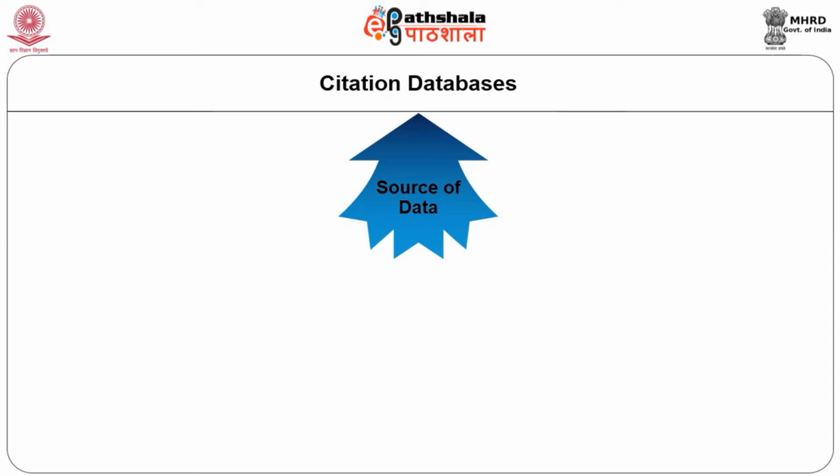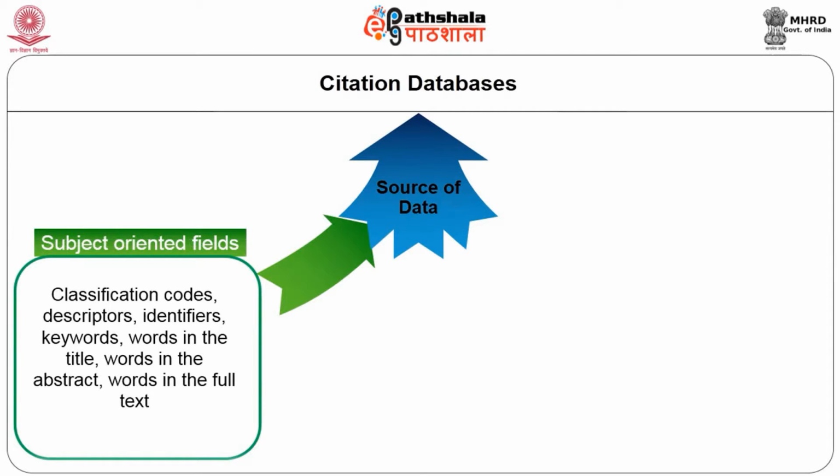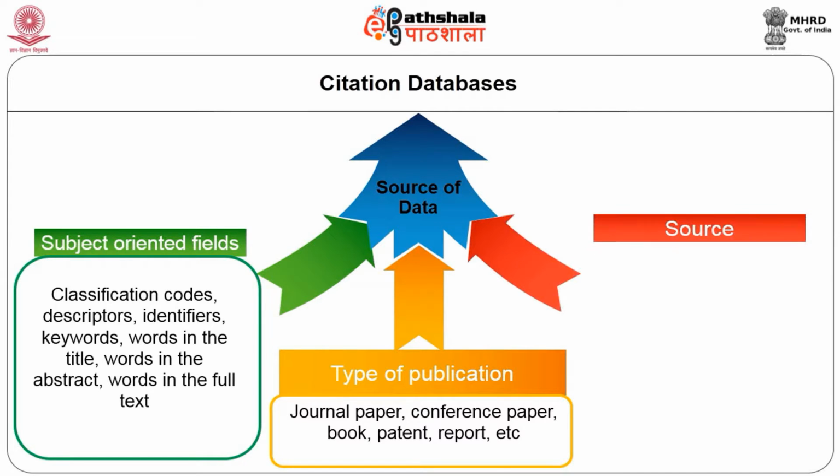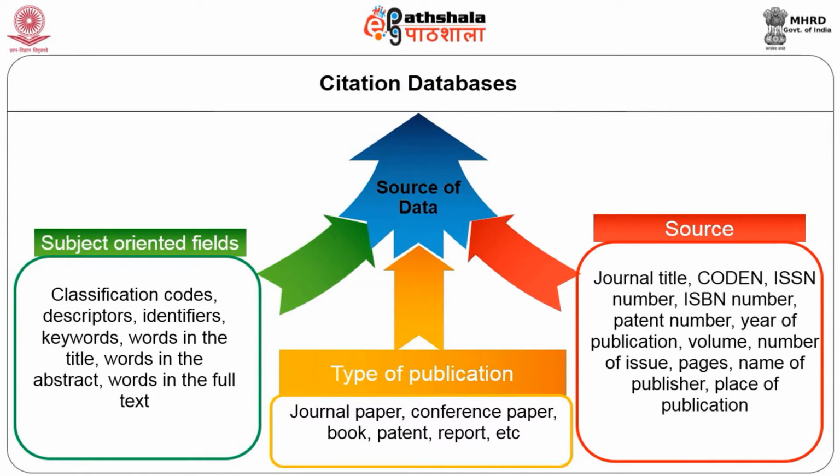The earlier studies use different fields or data elements for their analysis. They include subject oriented fields such as classification codes, descriptors, identifiers, etc. Type of publication like journal paper, conference paper, book, patent, etc. Source such as journal title, code, ISSN number, etc. and so on and so forth.